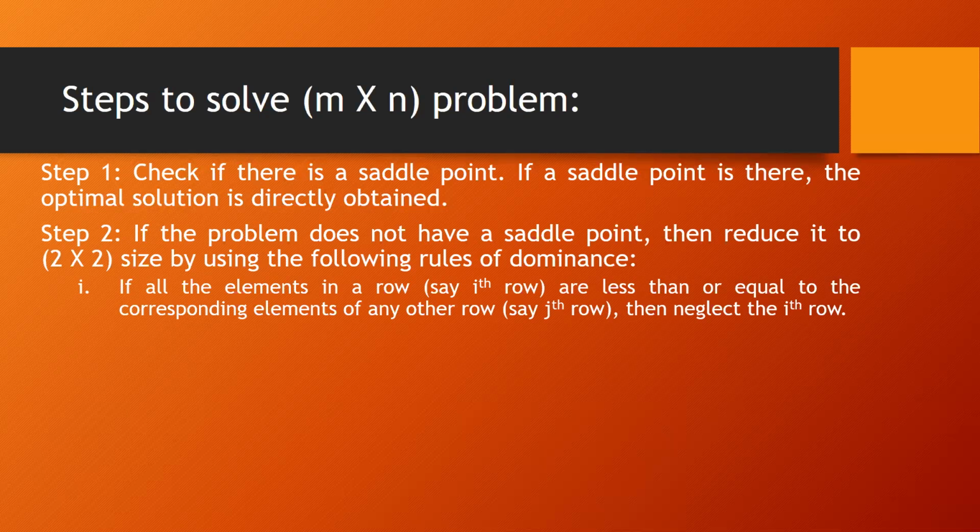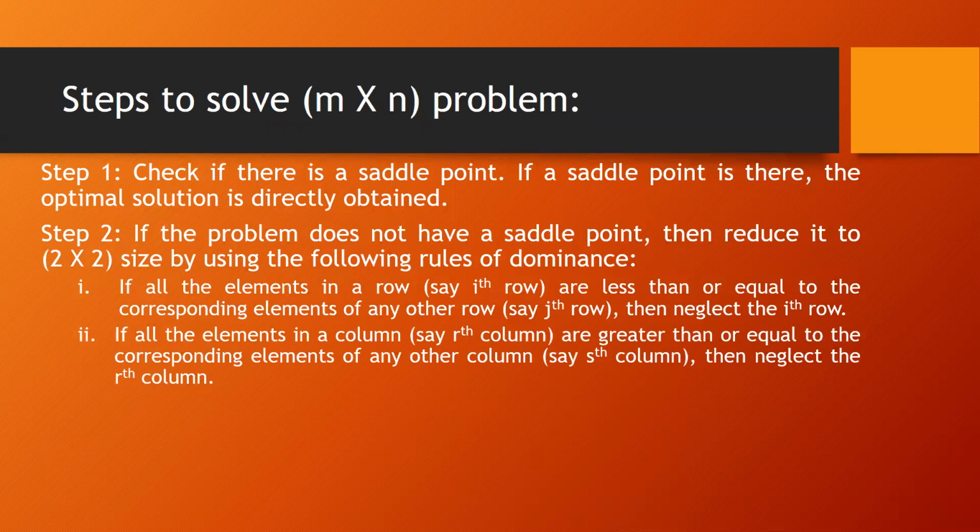Clear? Why do we have to ignore the ones which are less? Because we are talking about profit in case of player A. So across the rows, we have to consider less than or equal to. Now, when we are talking about the columns, if all the values in a column, say the rth column, are greater than or equal to the corresponding elements of any other column, then neglect the rth column, the one which is greater. It is the opposite.